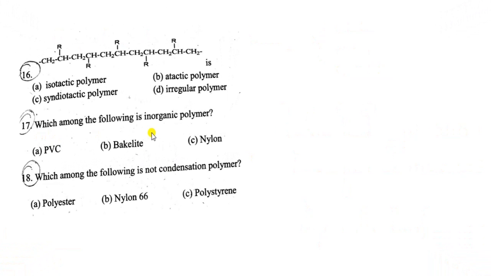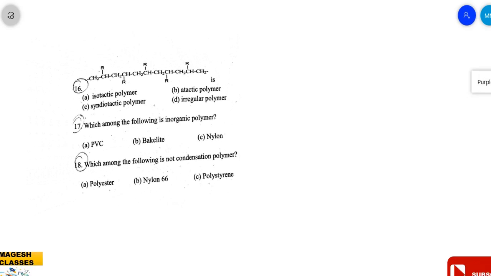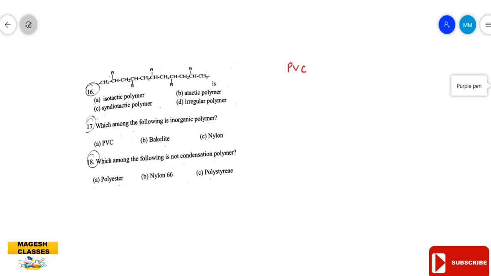Next question, which among the following is an inorganic polymer? In case of polyvinyl chloride, it is the polymer of vinyl chloride, that is CH2 double bond CH Cl. It is an organic polymer. And Bakelite is also an organic polymer. It is a combination of phenol and formaldehyde. It is a polymer of phenol and formaldehyde.